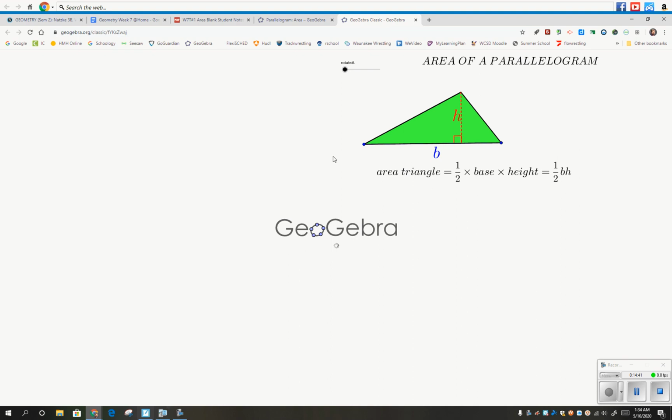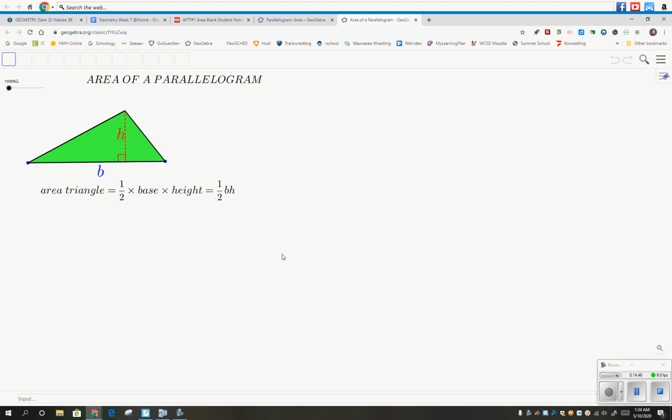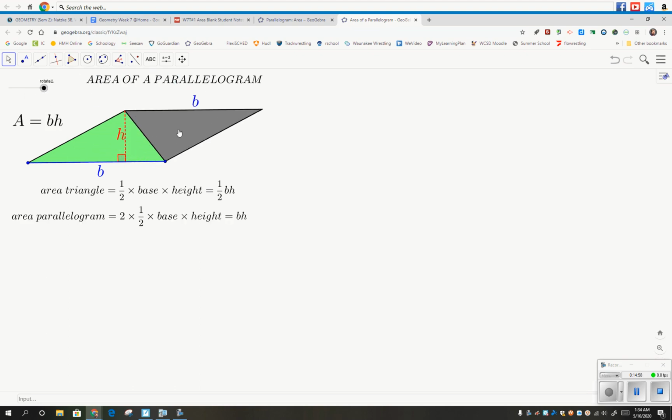Another demonstration to find the area of a parallelogram is, notice the area of a triangle is 1/2 base times height. Well, what I'm going to do is I'm going to copy this triangle and I'm going to rotate it around the midpoint of one of the sides. What shape did I just create? A parallelogram. So can I just multiply the area of a triangle times 2? Yeah. So 2 times 1/2, well, they cancel out, become 1, so it's just base times height.